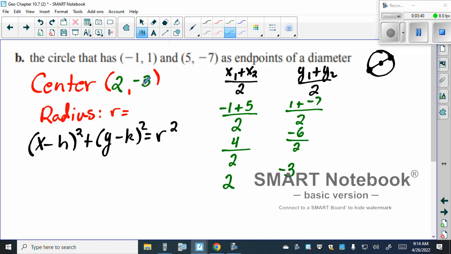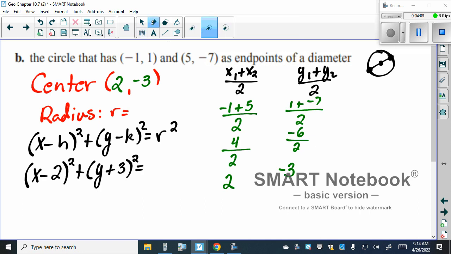Now in the formula, we can go on and update it. This is x minus h, well, h is 2, plus y minus k, well, that'd be minus -3, yes? So it'd be plus 3 squared. Because I feel at this point, recognizing a negative and negative makes a positive, we can go on and plug that in. So what are we missing? The radius.